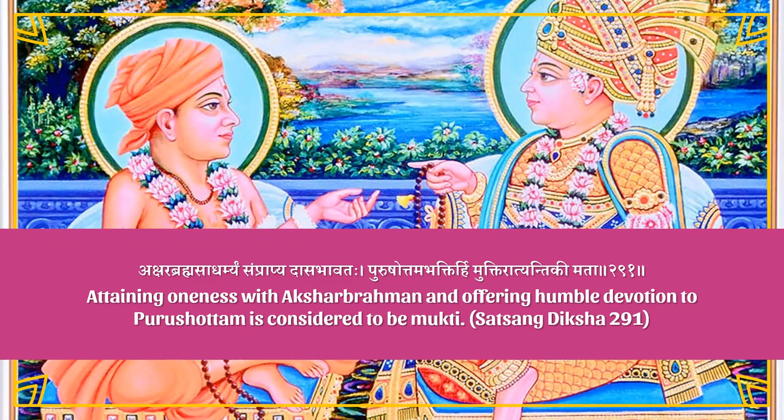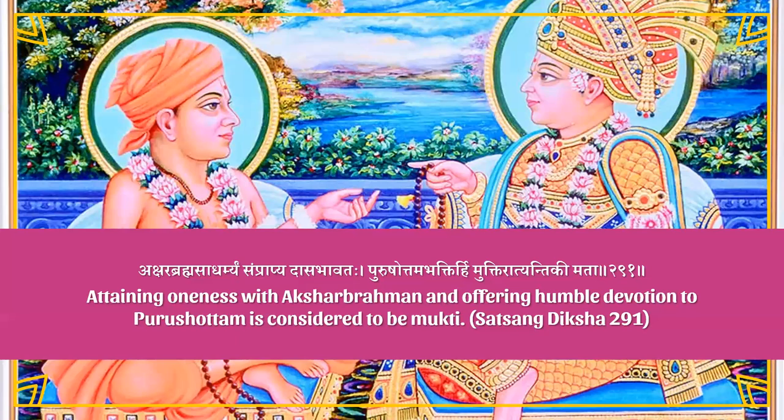And so, in the Satsang Diksha, a key scripture in the Akshar-Purushotam Darshan, in verse 291 is written, Akshara Brahma Sadharmyam Samprapya Das Bhavatah Purushottam Bhaktirhi Muktiryatyanti Kimata. That attaining oneness with Aksharbrahman, and offering humble devotion to Purushottam Dasosmi, is considered to be mukti. This verse reinforces the understanding that one must endeavor towards the goal of Aksharamaham Purushottam Dasosmi, to become like Akshar, and to worship Purushottam as a servant, as a das, to humbly offer devotion to Purushottam.